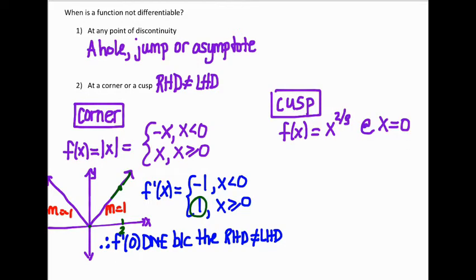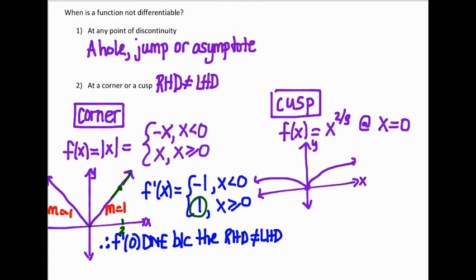To give an example of a cusp, let's look at f of x equals x to the 2/3 power. And we're going to be looking again at x equals 0. If you plug this into the graphing calculator, you're going to see that it's not two straight lines, but two curved lines that make a sharp turn at 0. That's really the only difference between a corner and a cusp. A cusp is created by curved lines, whereas a corner is formed by linear functions.